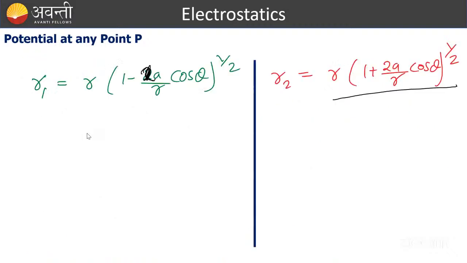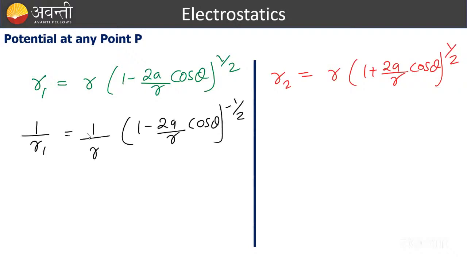ठीक है. So again, whatever I have written is correct. R1 is this, R2 is this. What will be 1 by R1? So if you will do 1 by R1, you will simply do 1 by this. So that will become 1 by R. और 1 minus 2a by r cos theta का पावर क्या हो जाएगा?